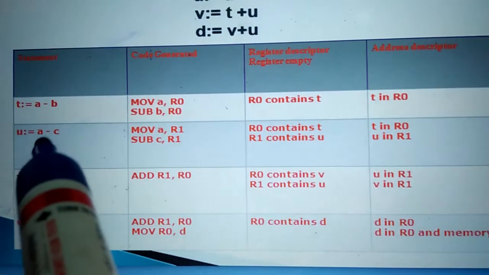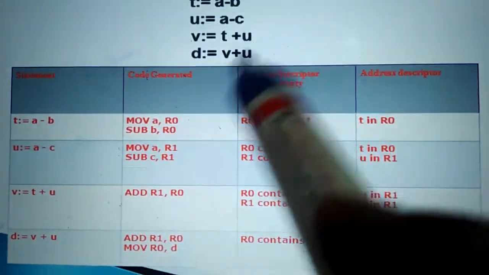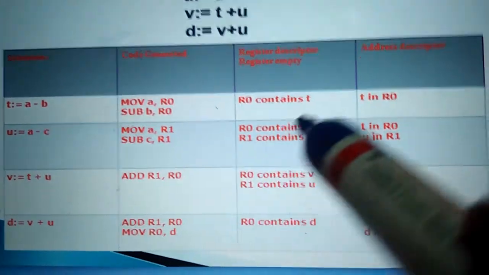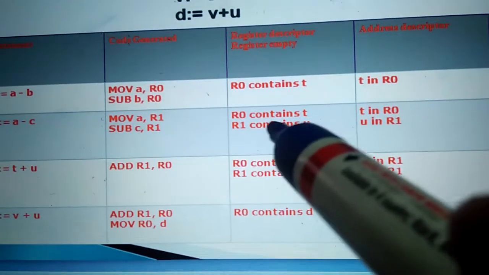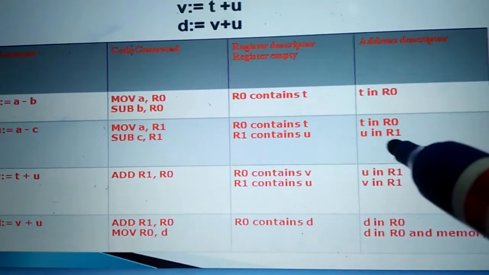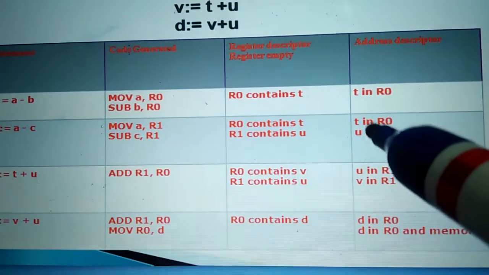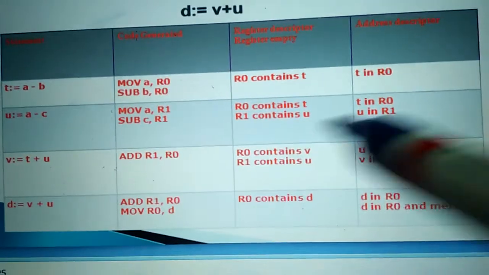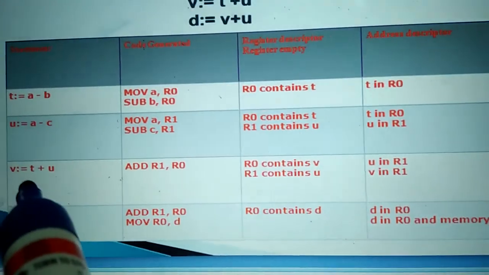And next, another expression, that is A minus C. Again, in the same fashion, move A into R1, as R0 contains T and R1 contains U. So in the address descriptor, T is in R0 whereas U is in R1.